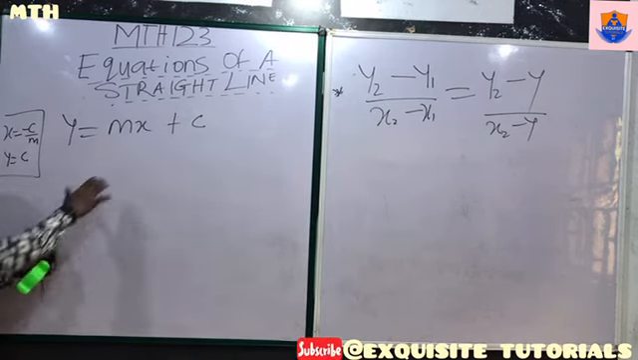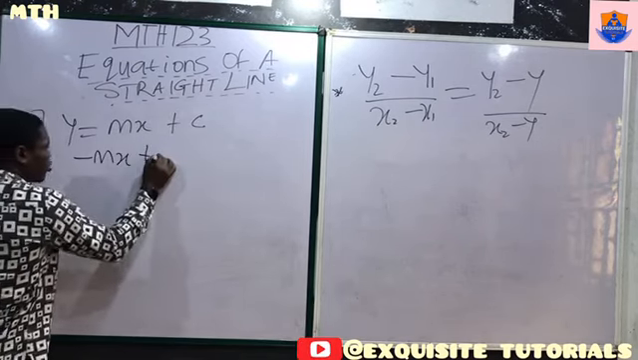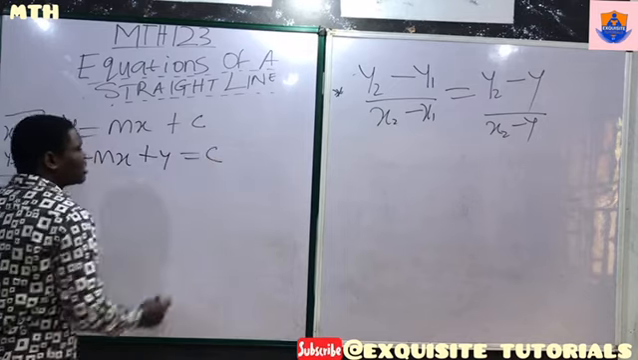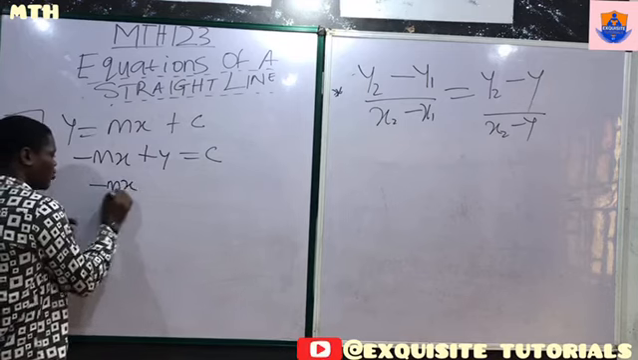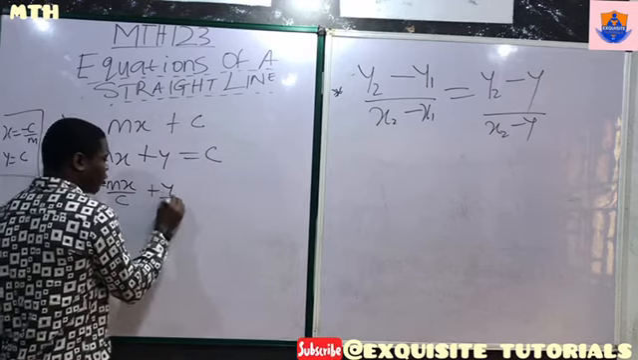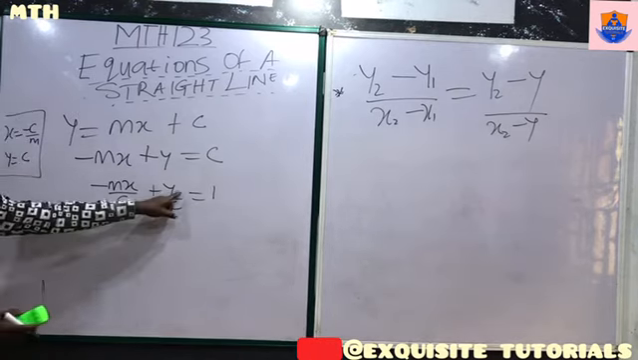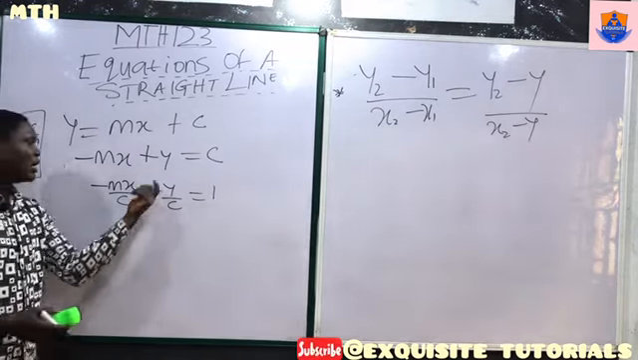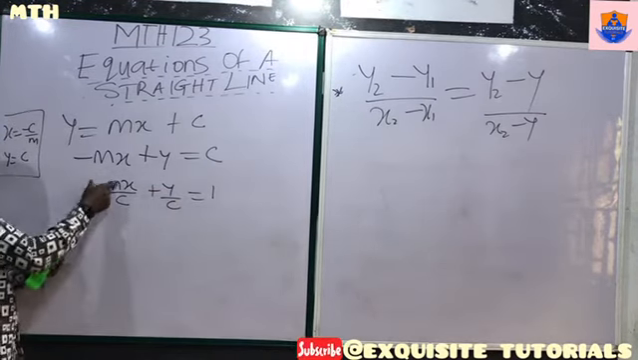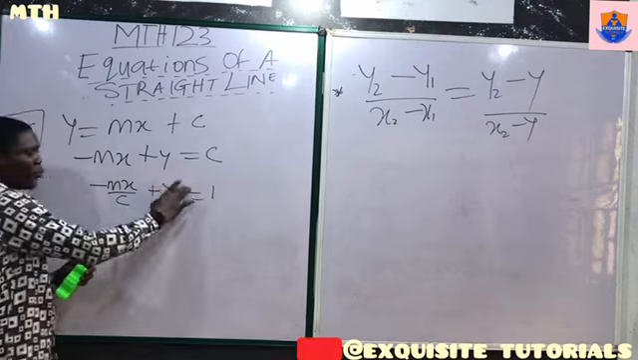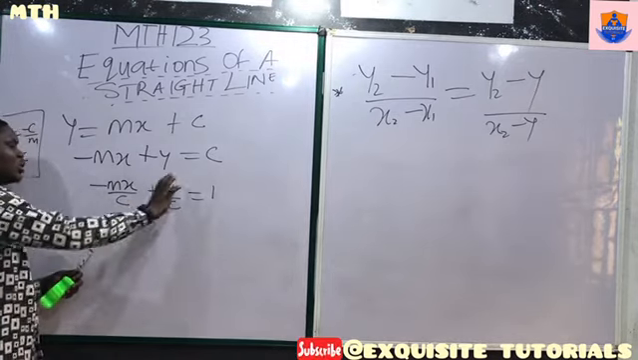If I take this mx to this side, I will have minus mx plus y is equal to c. Now, if I also divide through by c, I will have minus mx over c plus y over c is equal to 1. Now, because there's something over c, over y, and nothing multiplying y, it's just 1 multiplying y, I would love to manipulate this expression to be in this form, x over something. It should not be something times x over c. I want it to be in this form.